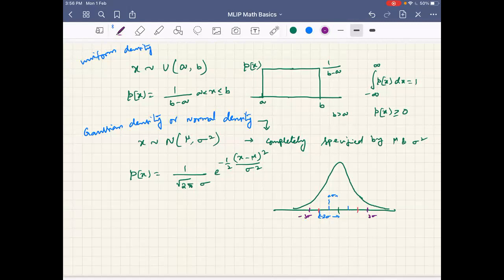Okay, this axis is what? This is with respect to x. X is a random variable that takes any of the values on this line, and the frequency with which it takes the values of x is p of x. Okay, that is the PDF.